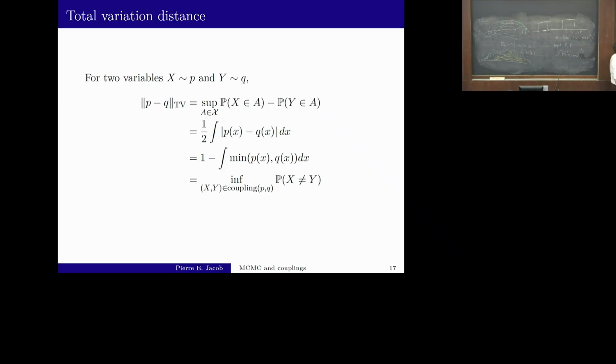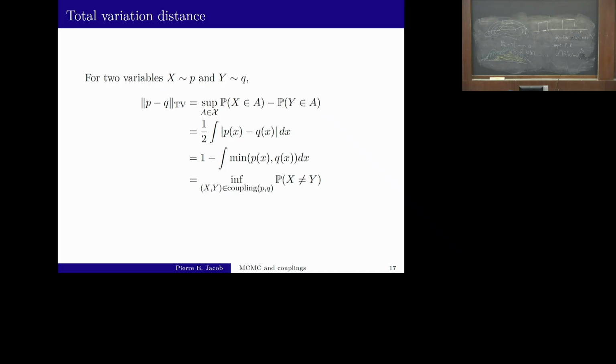And then the final representation that is useful for us is the so-called coupling representation. It's the infimum of all couplings, so all joint distributions such that X follows P and Y follows Q. There's always one because there's an independent coupling, where X and Y are independent. So there's a set of couplings with at least one element. But if you take the infimum over all couplings of the probability that X would be different from Y.